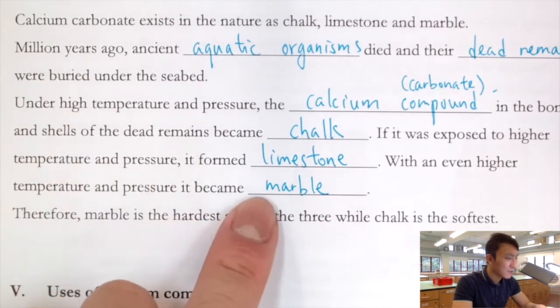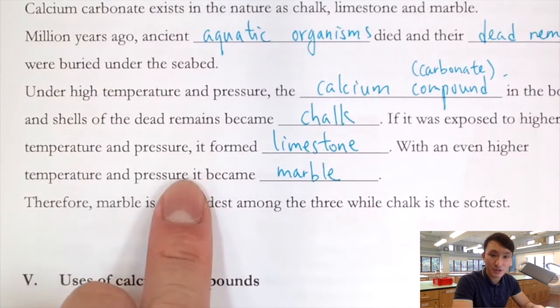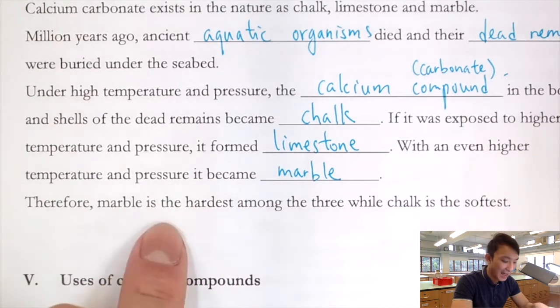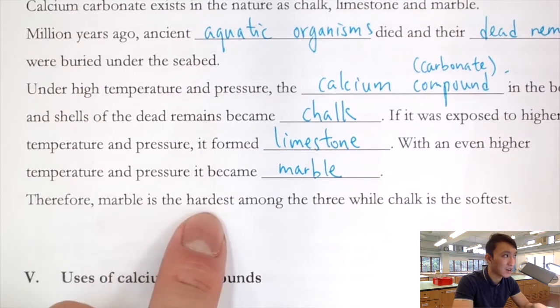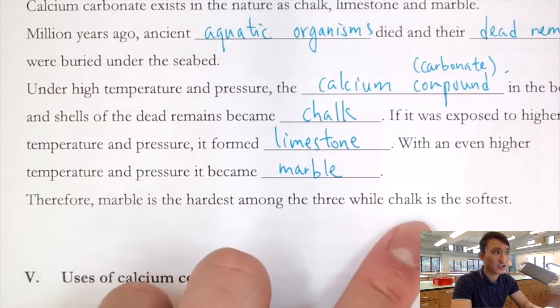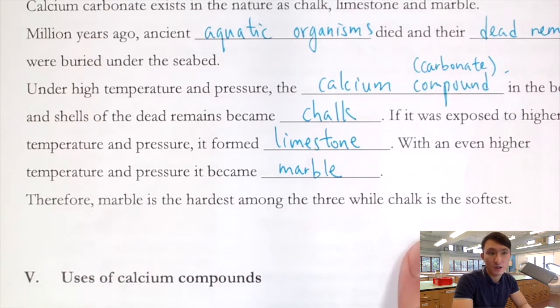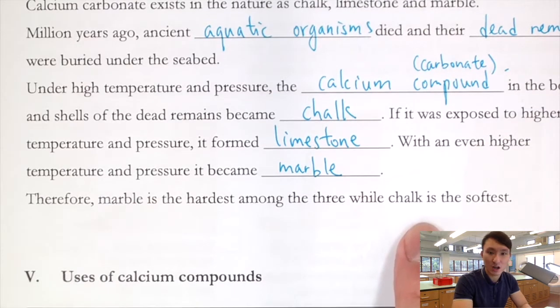Now, because of being formed under high temperature and pressure, marble becomes very compact. And it turns out that marble is the hardest among the three, and chalk is the softest. Now you can actually tell the chalk, the one your teacher used to write on the blackboard, is called chalk as well. And you can easily break a chalk. So chalk is considered the softest among the three forms of calcium carbonate.